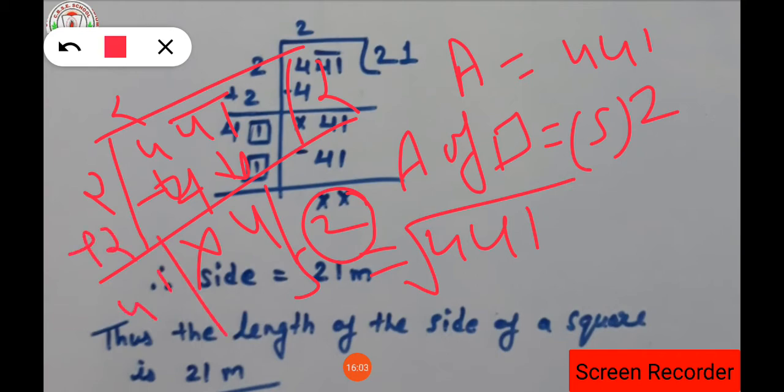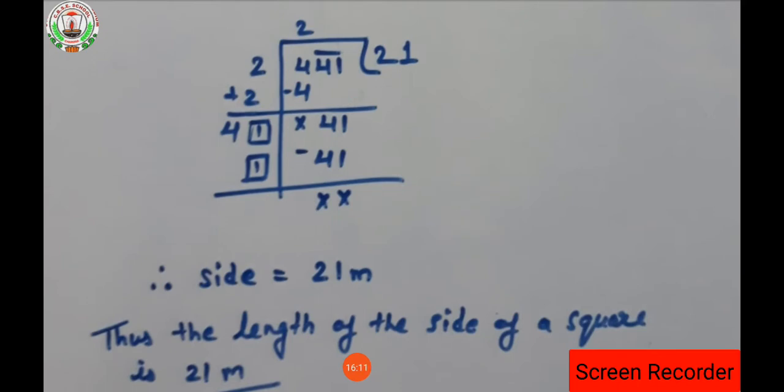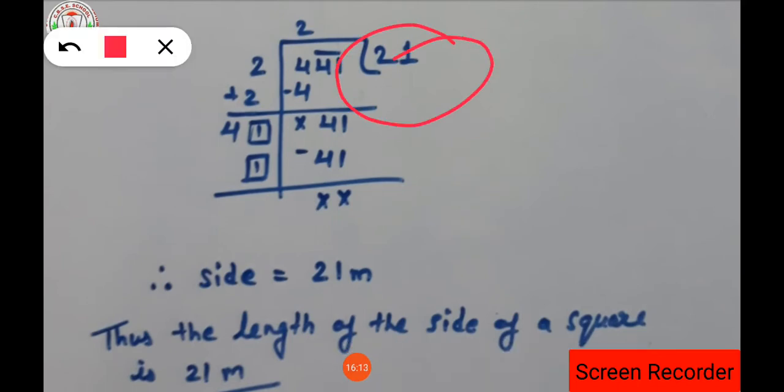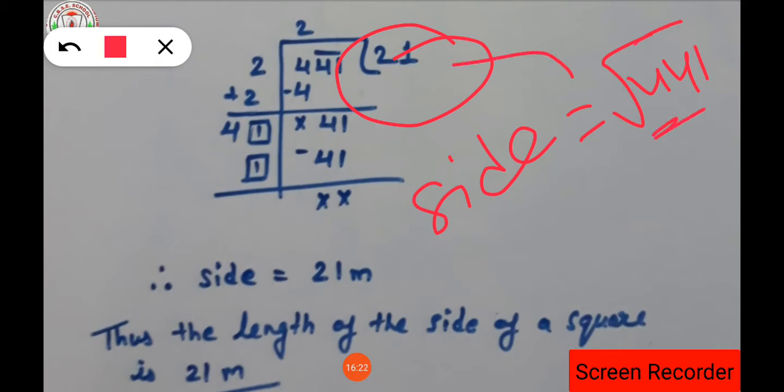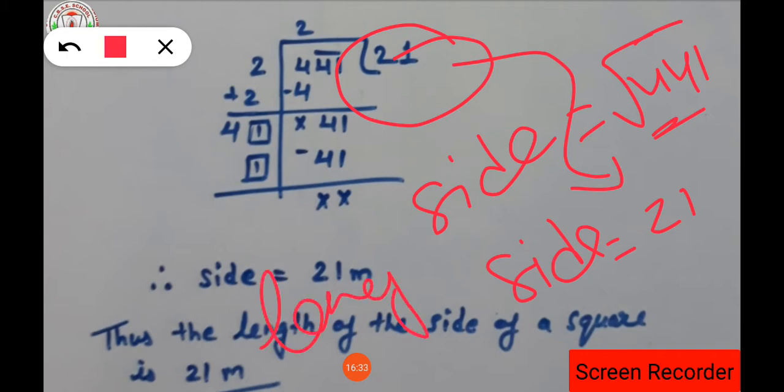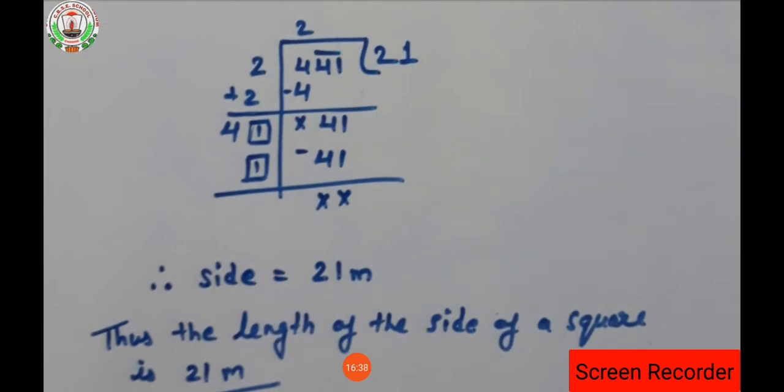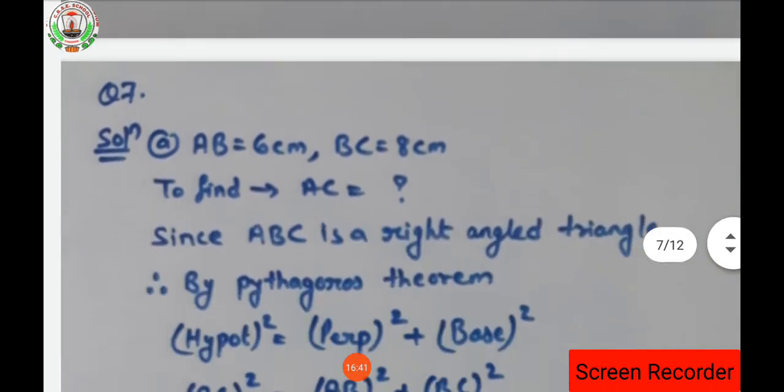Now we have to think of a number. That number will be 41 itself. So 41 will be subtracted from 41, we will get 0. Hence the quotient we are having here is 21. So this quotient 21 is the root of 441, isn't it? So here we have found the root. The value of root of 441 is 21. That means the side value is 21. If the side value is 21, that means the length of the side of the square will be 21 meter. Clear everyone? Okay. Next, question number 7.